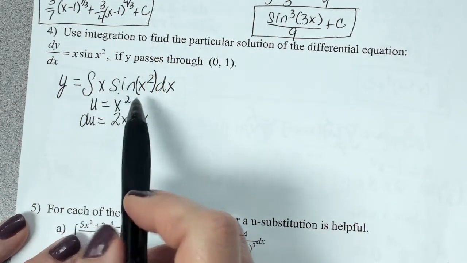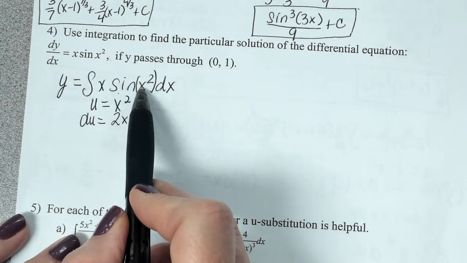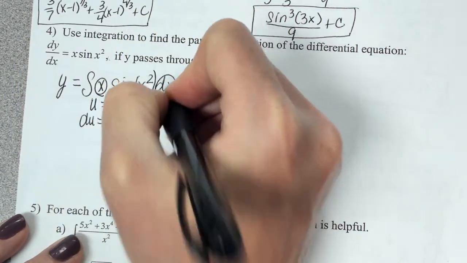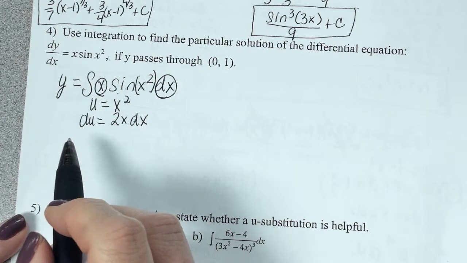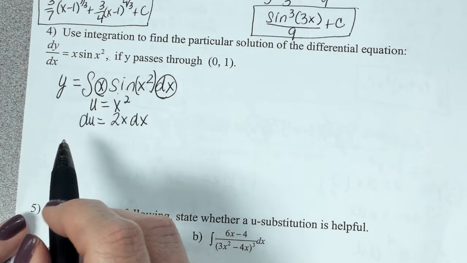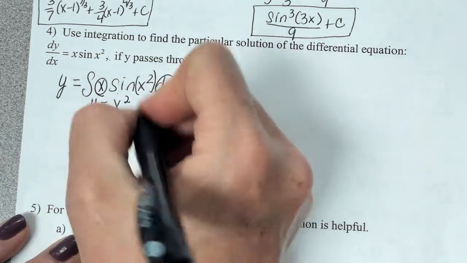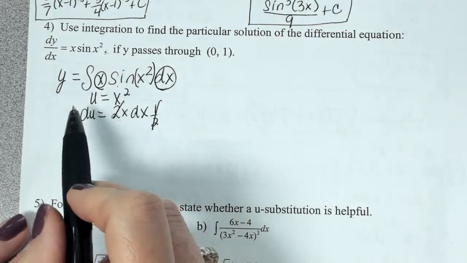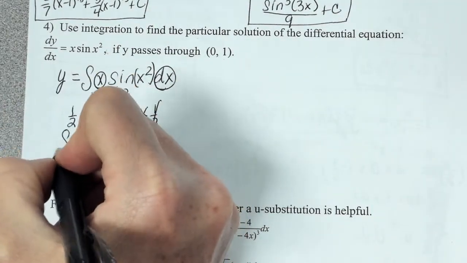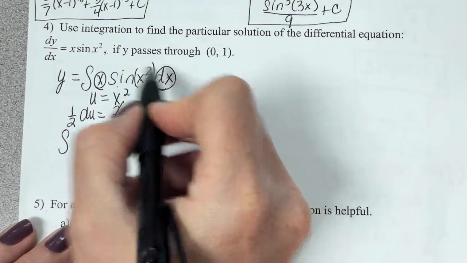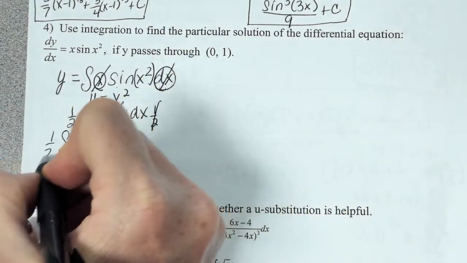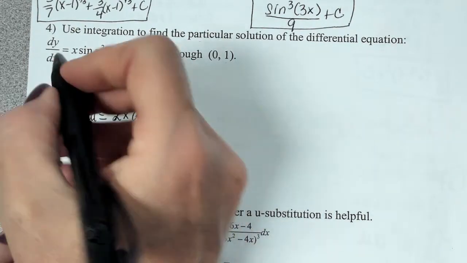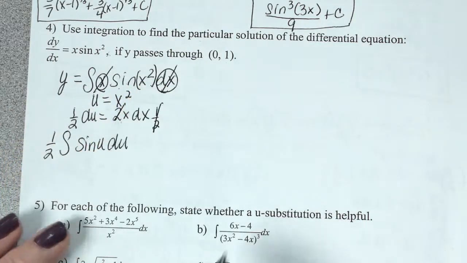We look at our problem. Here's our u. That's good. We will have sine u, but we want to get rid of x dx. What do we have to do? Multiply by 1/2. 1/2 here, 1/2 here. So then now we're going to have the integral of, here's x dx. That gets replaced with 1/2 du. U was just x squared, so I'm going to have this. That's what we have to integrate.